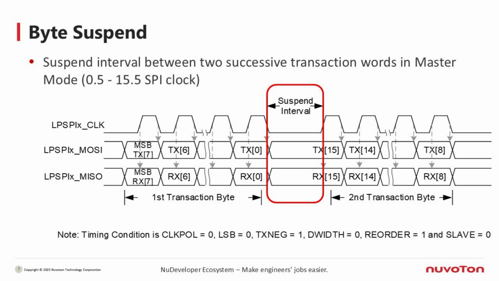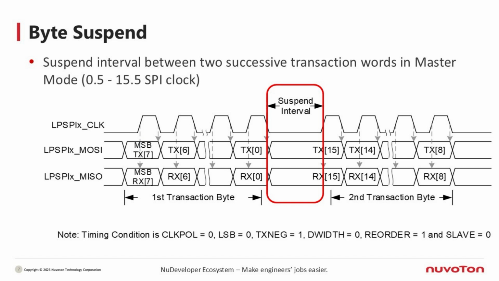Next, let's talk about the byte suspend mechanism. When your transfer length is configured as 32, 24, or 16 bits, the low power SPI allows you to insert a short suspend interval between each byte if needed. During this suspend period, the clock stays at its idle level, which is determined by the CLK POL setting. MOSI and MISO hold their values and do not shift new data. And once the suspend period ends, the SPI engine immediately continues with the next byte.